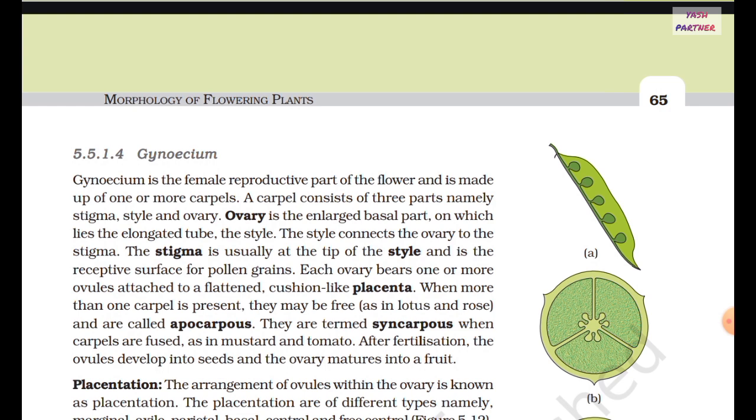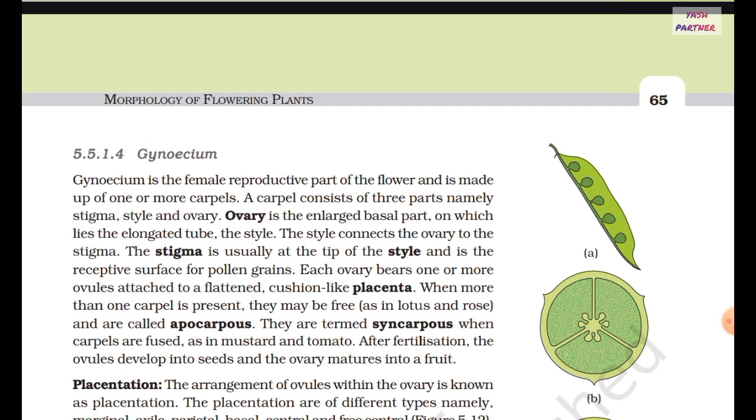5.5.1.4 Gynoecium. Gynoecium is the female reproductive part of the flower and is made up of one or more carpels. A carpel consists of three parts, namely stigma, style, and ovary. Ovary is the enlarged basal part on which lies the elongated tube, the style. The style connects the ovary to the stigma. The stigma is usually at the tip of the style and is the receptive surface for pollen grains. Each ovary bears one or more ovules attached to a flattened cushion-like placenta.